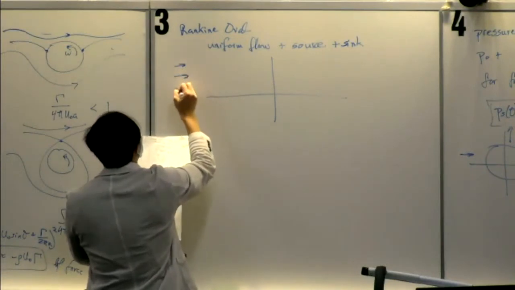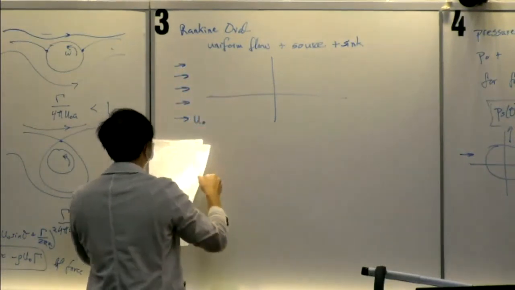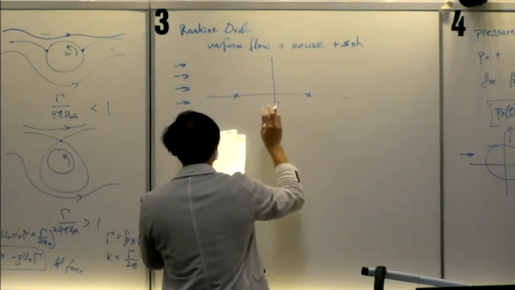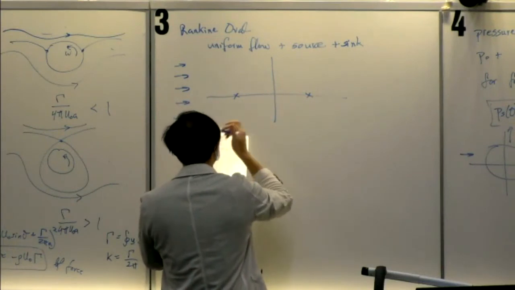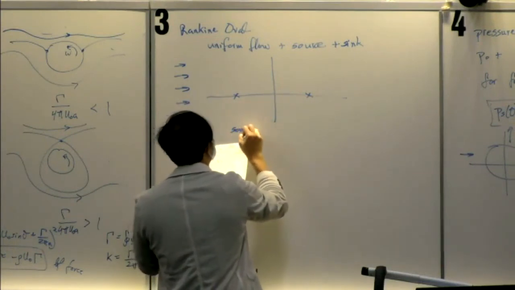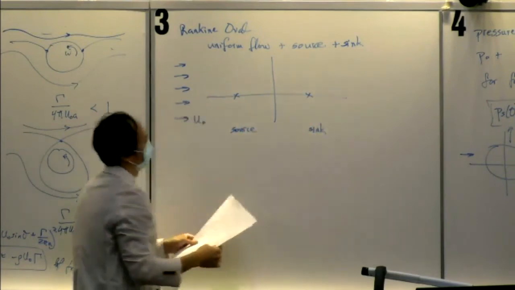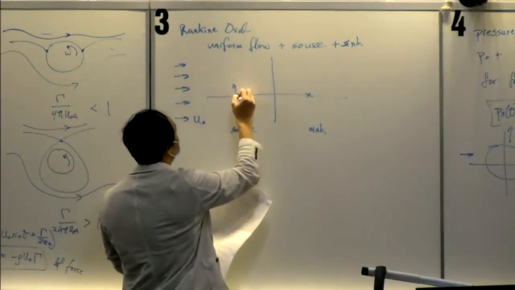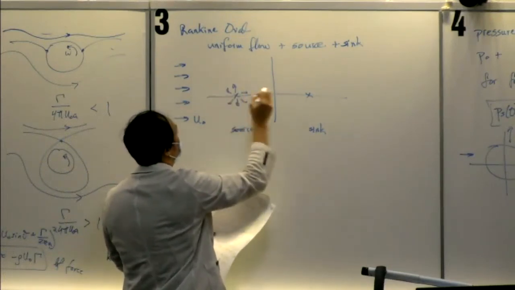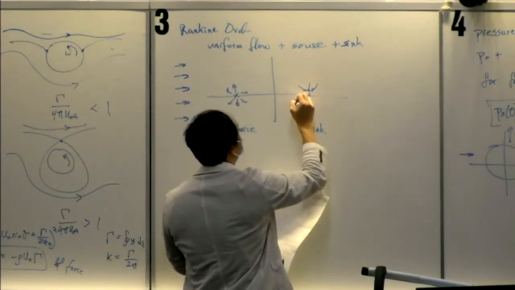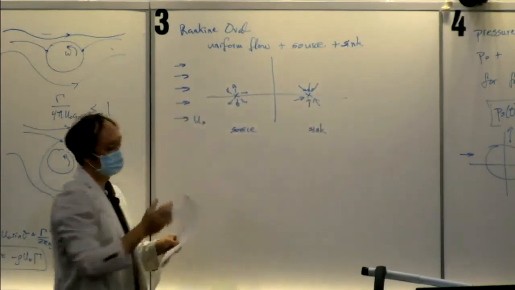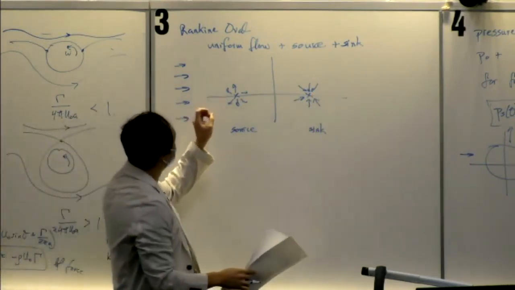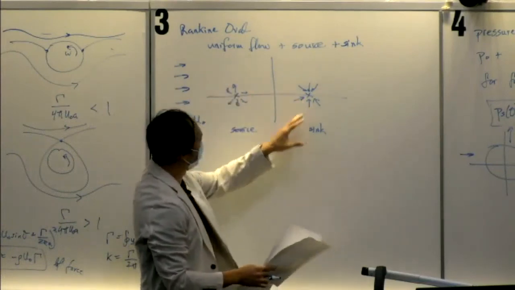So we got flow coming to the right. We have a U naught here, and basically a source and a sink. Ultimately we want a shape that has stagnation points in the front and back. So the source is going to be here, and the sink's going to be here, with the source in the front. Imagine it's like a river going past a fountain and then a drain.